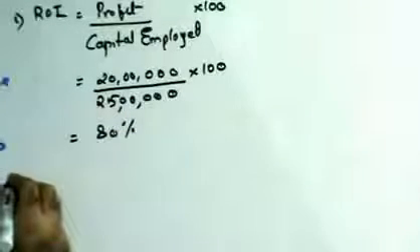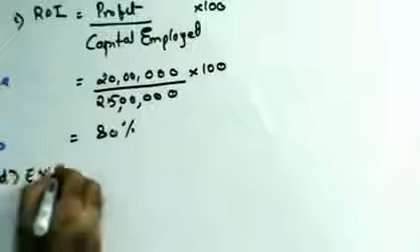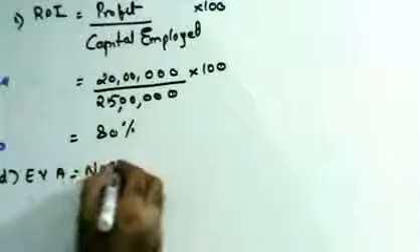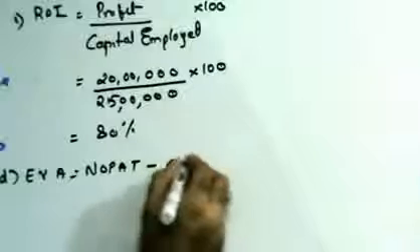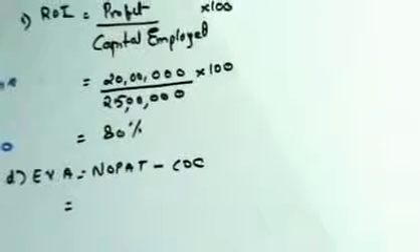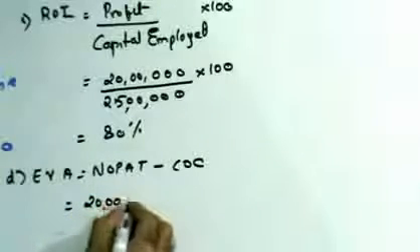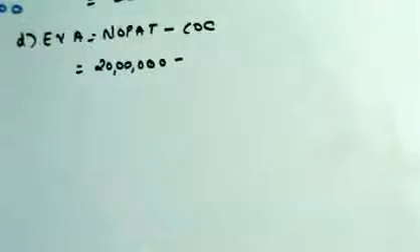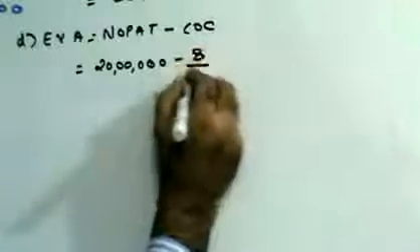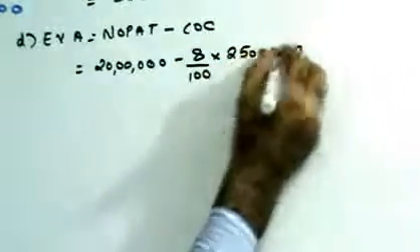So we found out, we still have to find out my residual income. Right? My EVA, economic value added, is NOPAT minus cost of capital. Now, NOPAT, net operating profit, is 20 lakhs. Cost of capital, now you have 8% as the returns expected on capital employed of 25 lakhs.